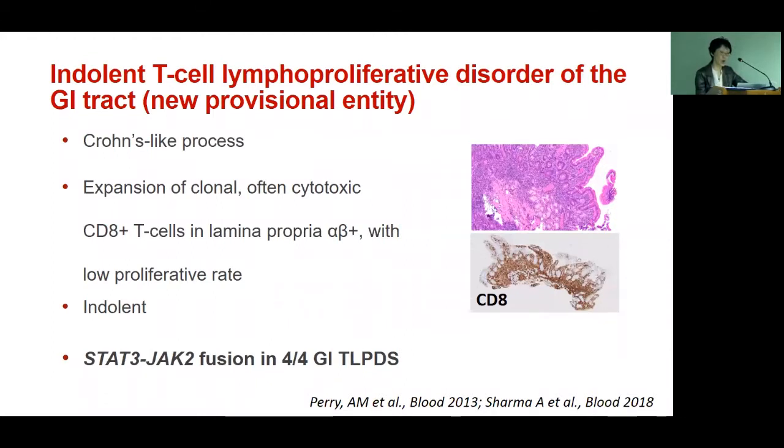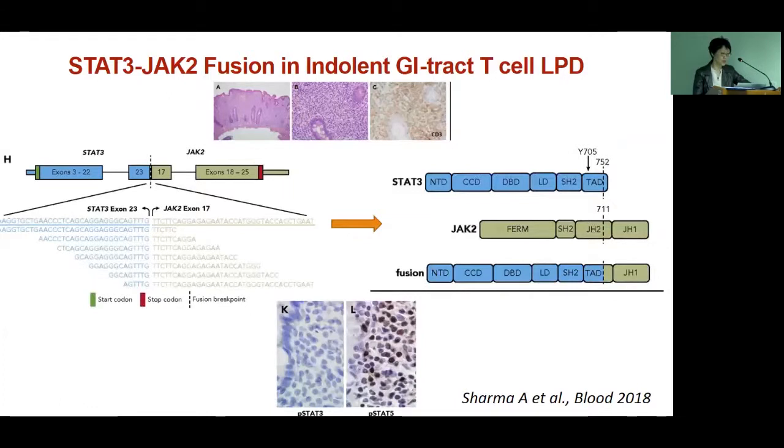They represent clonal expansion of cytotoxic CD8 positive T cells that typically involve the lamina propria with alpha beta T cells. They have low proliferative index and clinically they are indolent. Recent studies from Andy Feldman's group demonstrated in 4 of their patients a gene fusion involving STAT3 and JAK2. So this is the rearrangement that is found, and it's thought to potentially contribute to activation of the JAK STAT pathway. You can see that the phospho-STAT5 protein is shown to be localized to the nucleus in the tumors of these patients.